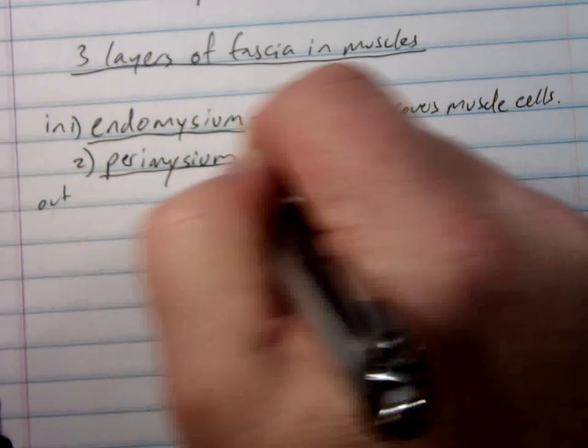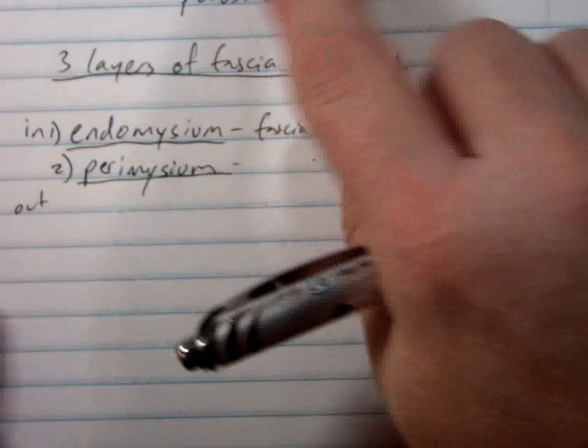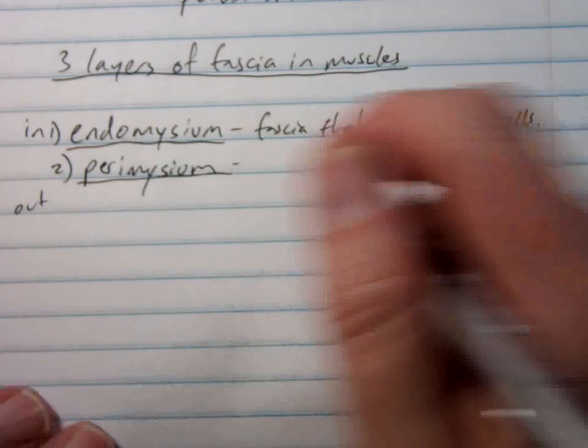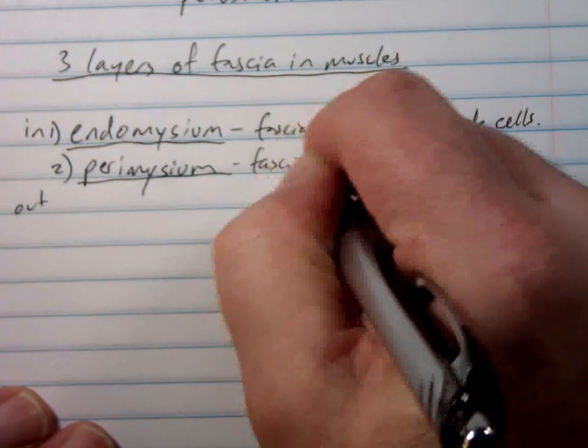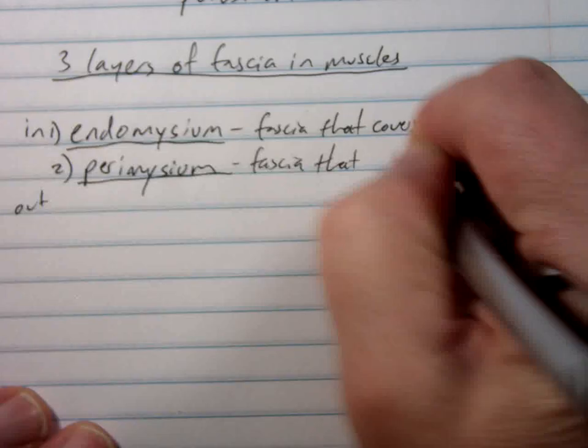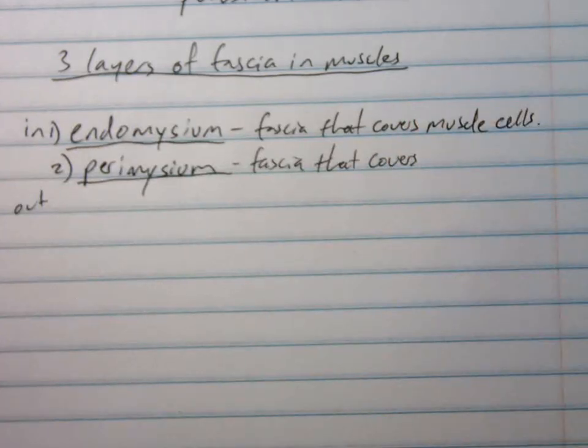Peri is a prefix that means around or surrounding, which is why we have pericardium around the heart, periosteum around the bones, perimysium around the muscles, but specifically this is fascia that covers. Okay, what's the next layer up, folks?